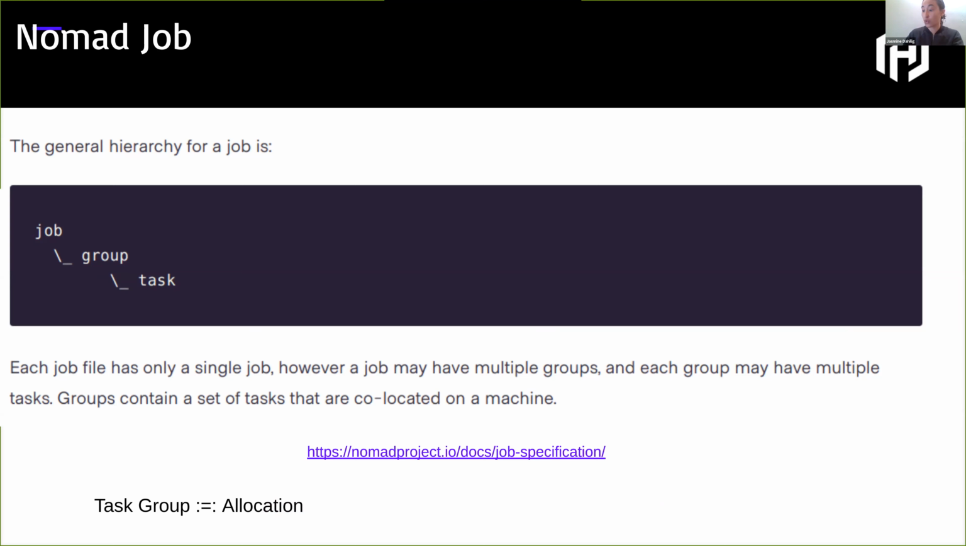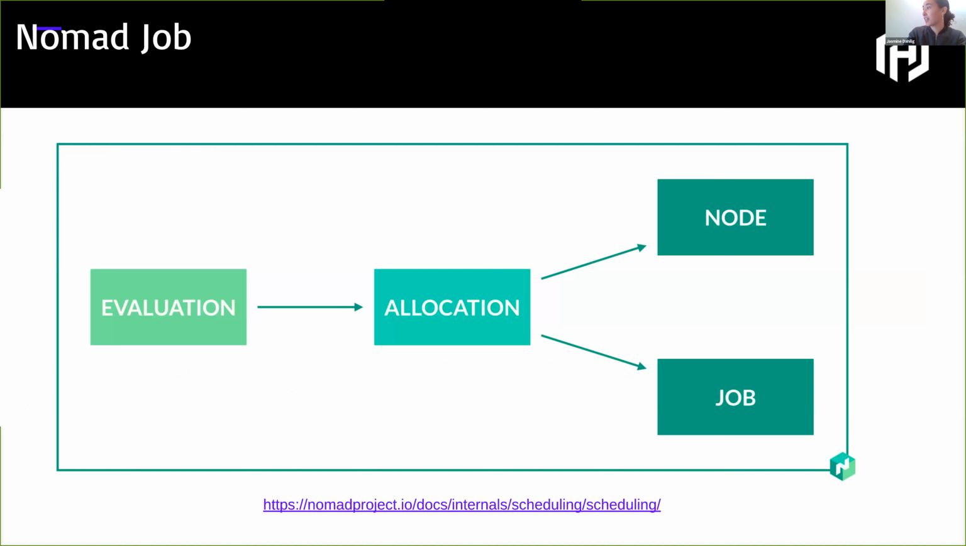A group of tasks that are co-located onto a node, when it's actually deployed, is called an allocation. So these keywords will come up. The allocation is the instance of part of a job, specifically a task group running on a node.